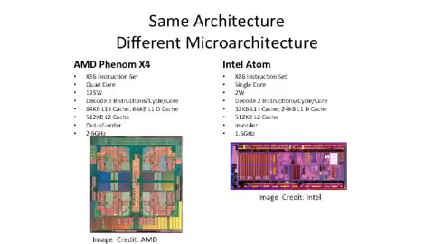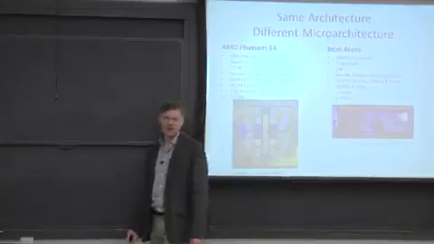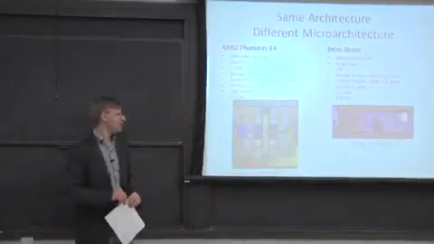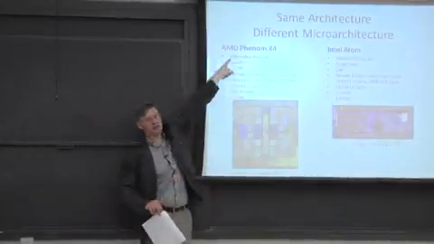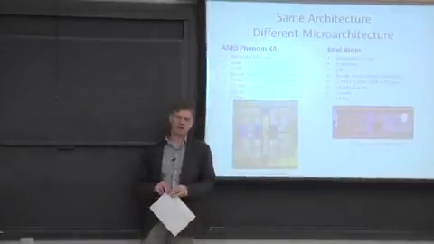And a few more examples just to reinforce this a little bit more. Let's take a look at an example of something where you have the same architecture, but different microarchitectures. So here we have the AMD Phenom X4, and here we have the Intel Atom processor, the first Intel Atom processor. And what you'll notice is that they have the exact same instruction set architecture. They both run x86 code.